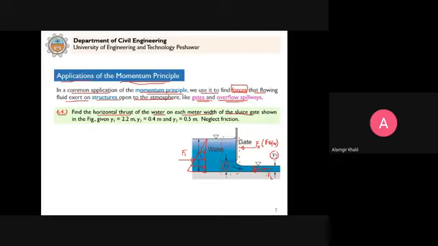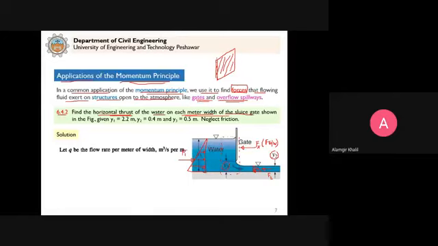Before we consider the forces, we need to calculate the velocity and the discharge also. Because it is asked to find the horizontal thrust of water on each meter width of the sluice gate, it means that this gate which is shown here has a width, just like you studied in notches and weirs. So this is the width of this gate.